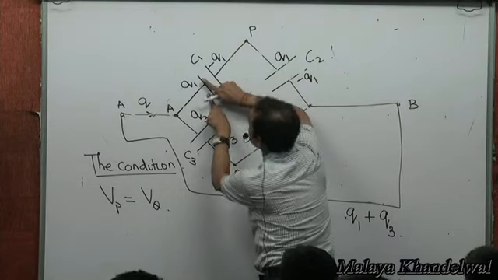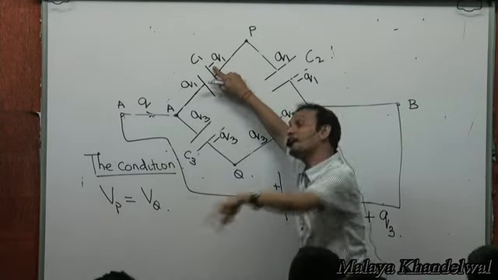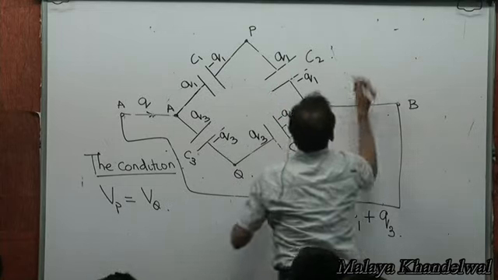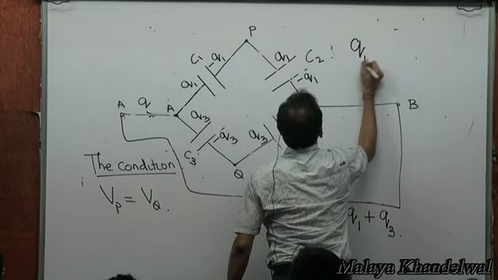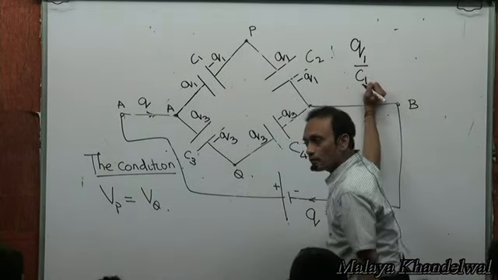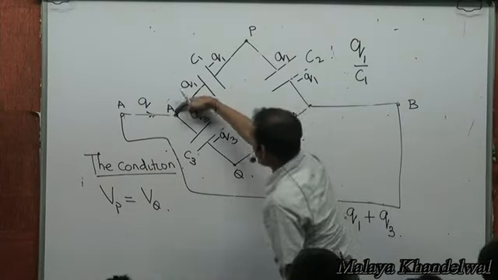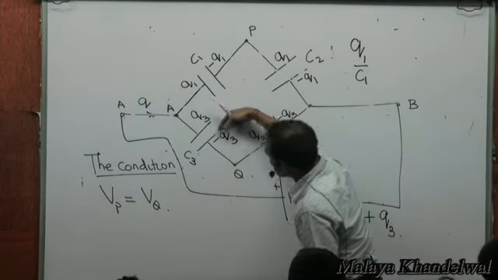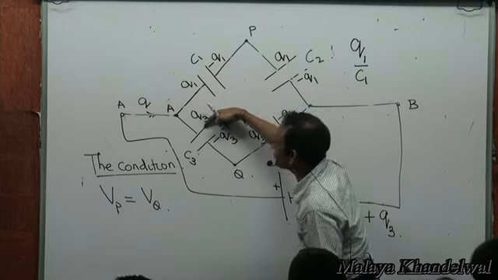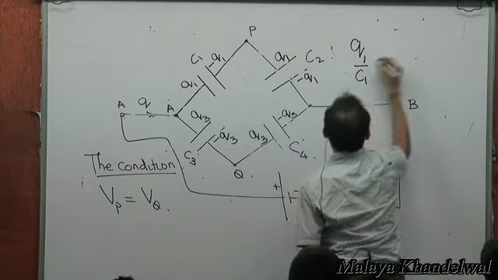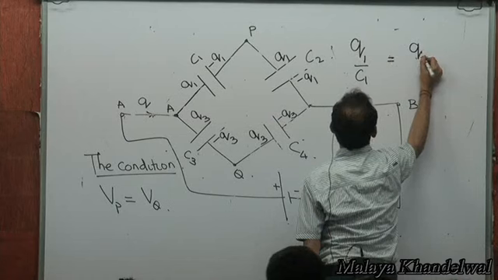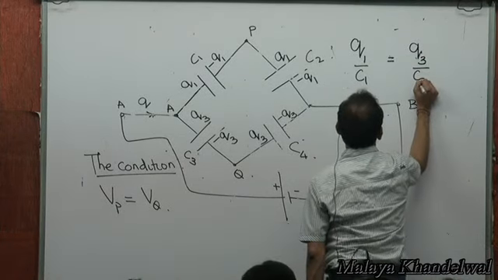Right? Now, the potential drop from A to P is like the potential drop across this capacitor, which is like charge on the first plate divided by C1 is the algebraic potential drop. So, Q1 by C1, right? And that must be the same as the drop from A to Q, which is drop across the plates of this capacitor, which is charge on the first plate divided by C3. So that must be Q3 by C3. Yes or no?